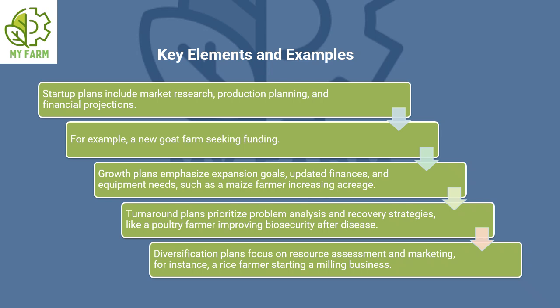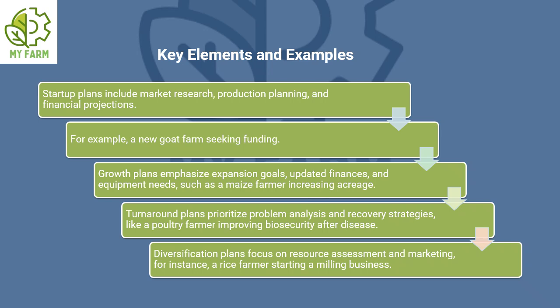Growth plans focus on expansion and increasing production capacity. They highlight expansion goals, updated financials, and equipment needs. For instance, a maize farmer aiming to increase acreage must plan for larger machinery, additional labor, and new storage facilities. A strong growth plan helps demonstrate that the expansion is both achievable and profitable.